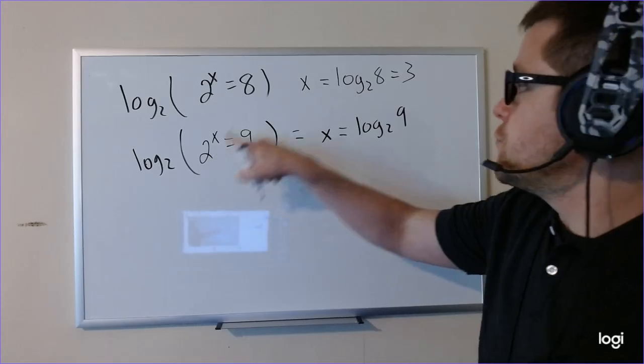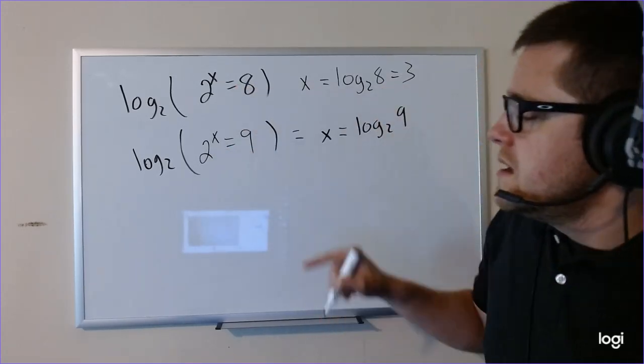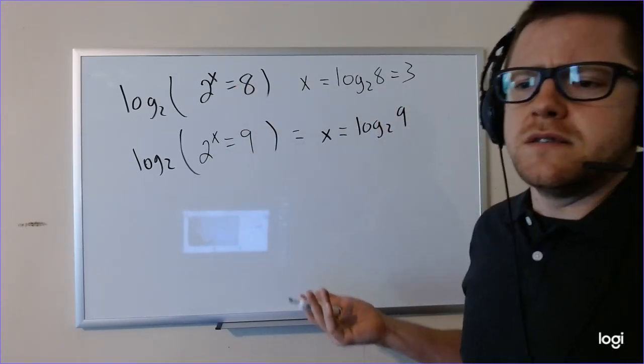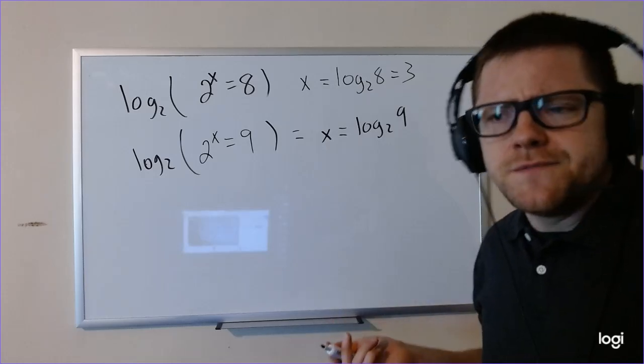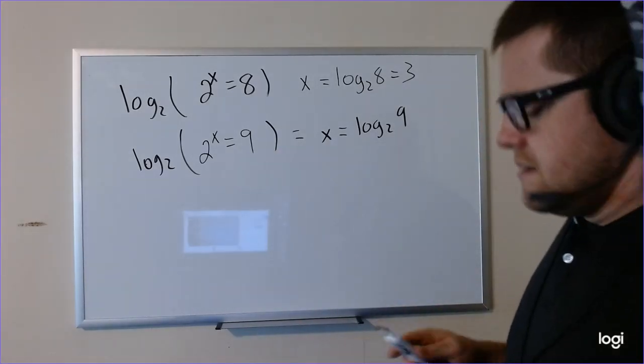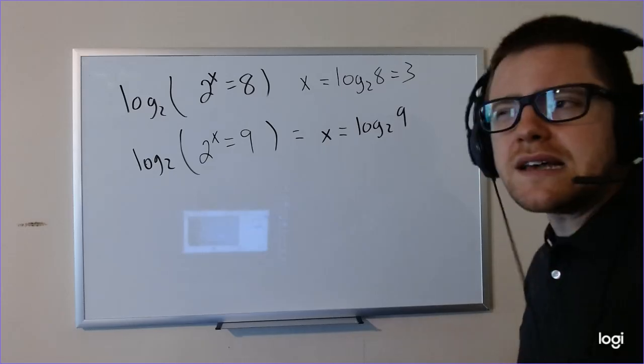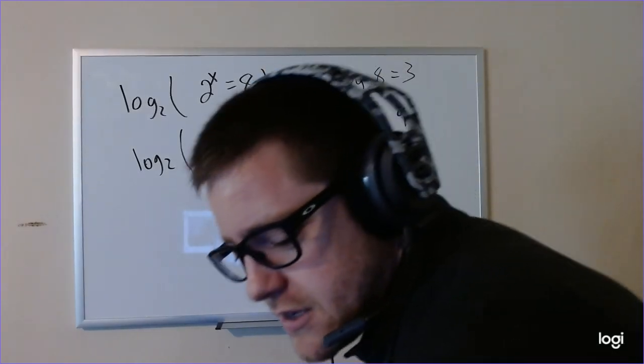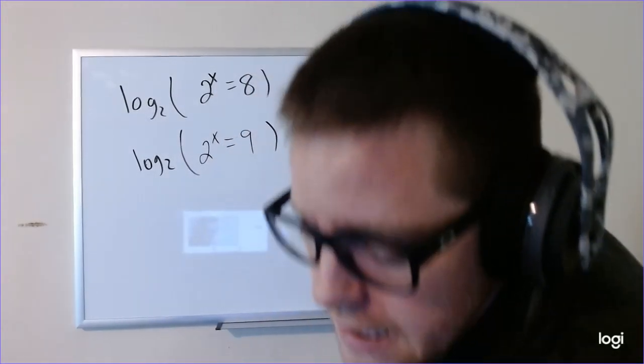I know it's bigger than 3 because 2 cubed is 8. And I know that it's smaller than 4 because 2 to the 4th is 16, right? And 9 is between 8 and 16. But it's not clear what exactly this number is. It's an irrational number. It's a pretty crazy number.